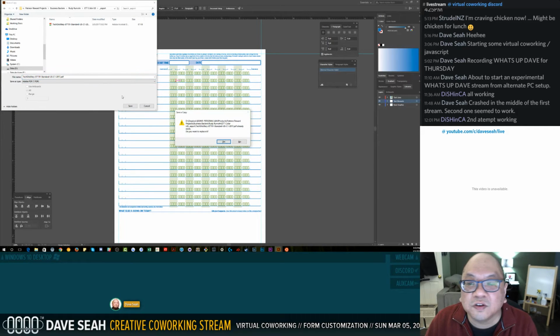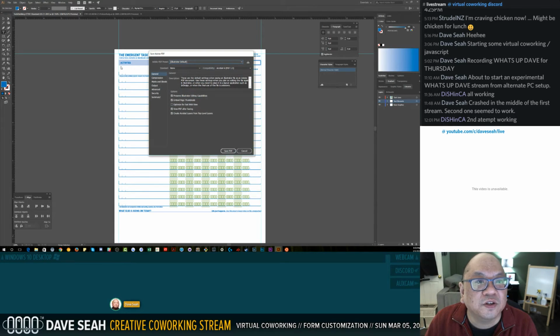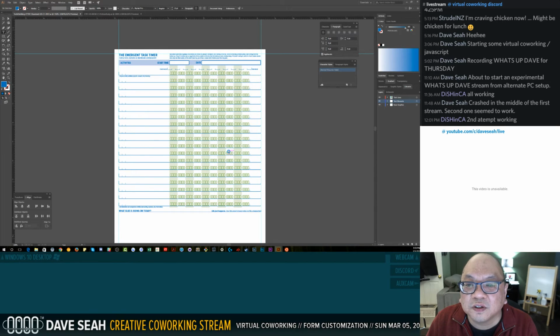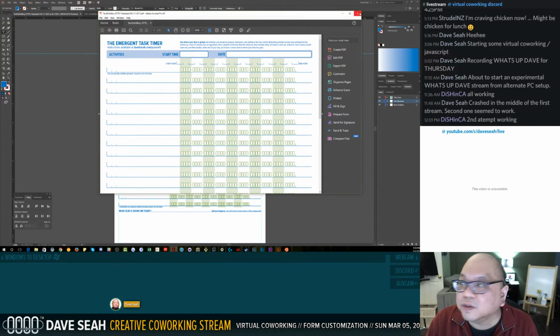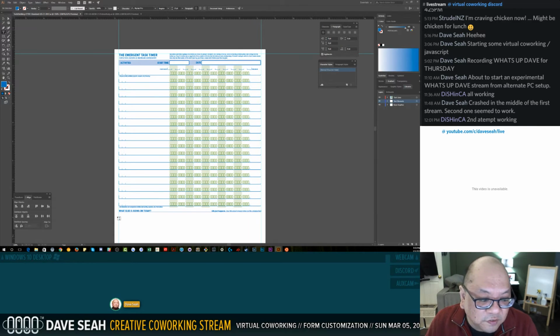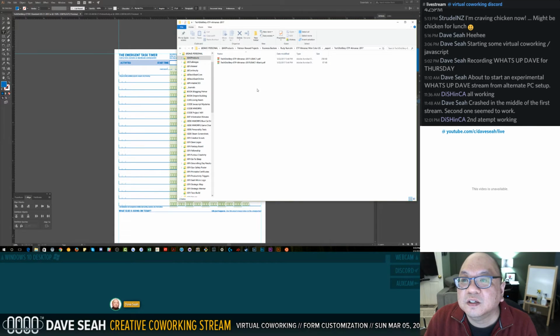I'm not used to using Illustrator on the PC anymore, so some of the key commands are a little bit different. All right, so there we go. Now let's take a look at this file. It's all the way over here.